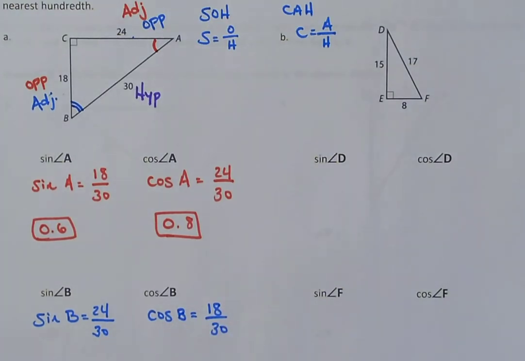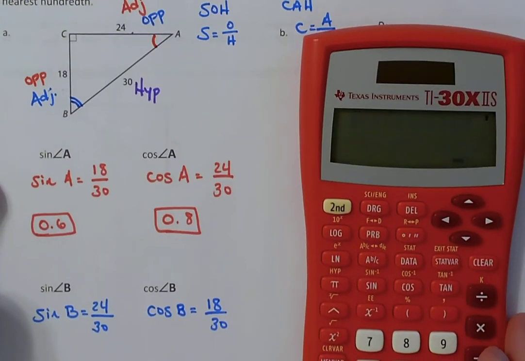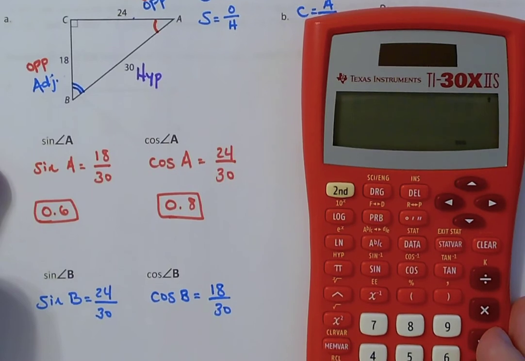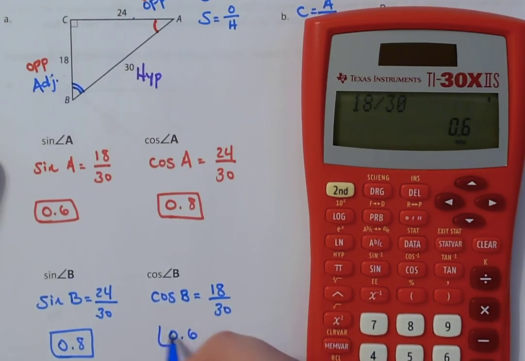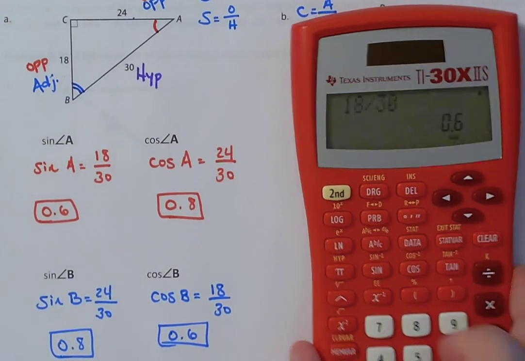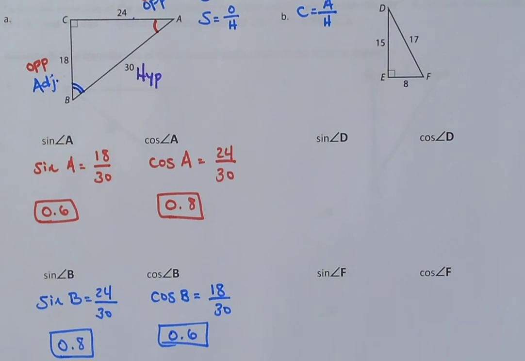Now that I have those fractions set up, we can calculate them to figure out what these ratios are. So 24 divided by 30 is going to give us 0.8. And then 18 divided by 30, we end up with 0.6. And that is our answer for example 1 part A on writing the sine and cosine of each angle in terms of a ratio as a fraction and a decimal.